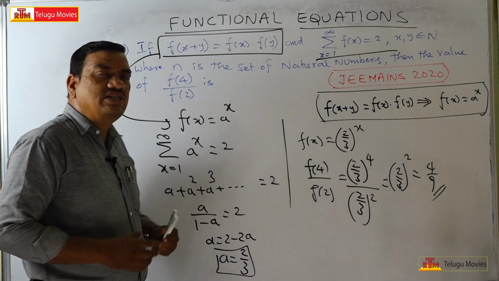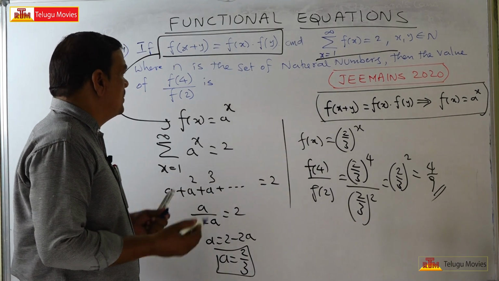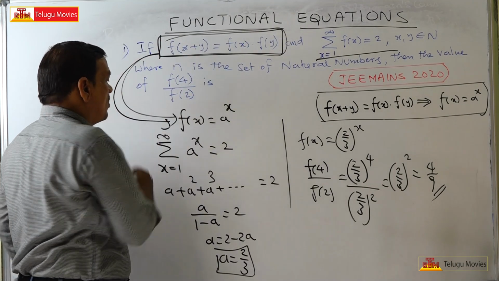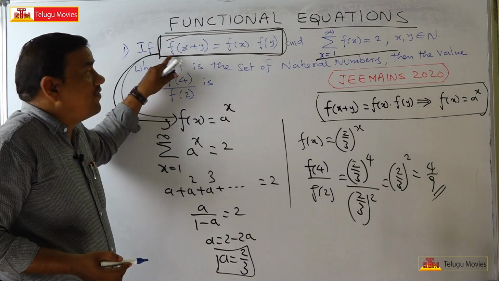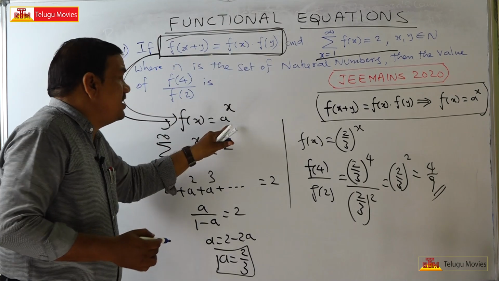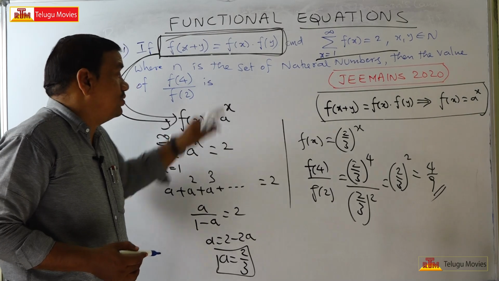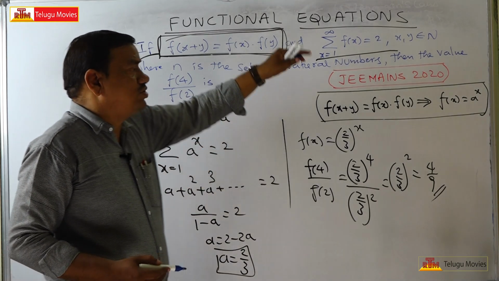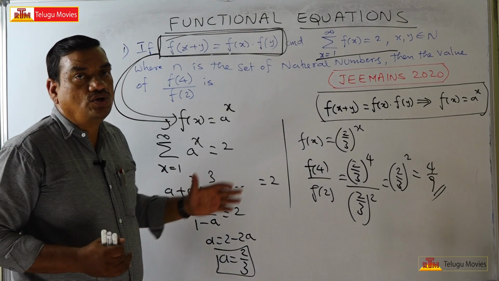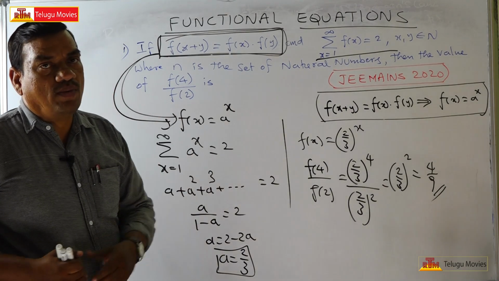By seeing this type of problem, this is a direct formula problem. Whenever it is given f of x plus y is equal to f of x times f of y, immediately you have to take f of x is equal to a power x, where a is a positive real number. Understand? I hope that you understand this solution. Let us go for the next problem.